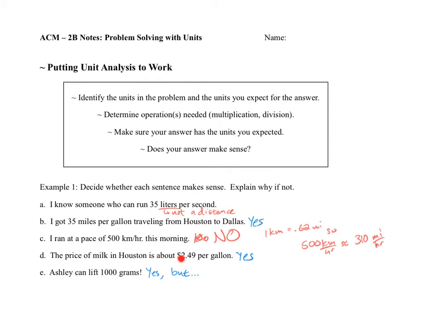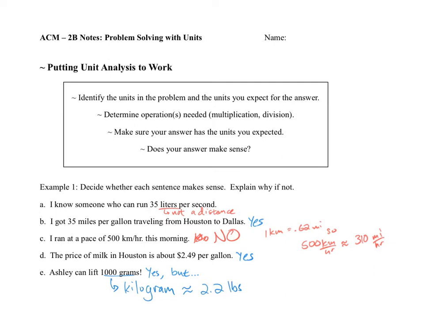Part D, the price of milk in Houston is about $2.49 per gallon. Yeah, that makes sense. A gallon of milk is about $2.50. Part E, Ashley can lift 1,000 grams. That absolutely makes sense. As we'll see, this is just a kilogram. Kilo means 1,000, and that's about 2.2 pounds. And yeah, that makes sense, but nobody walks around saying, hey, I can lift 1,000 grams.